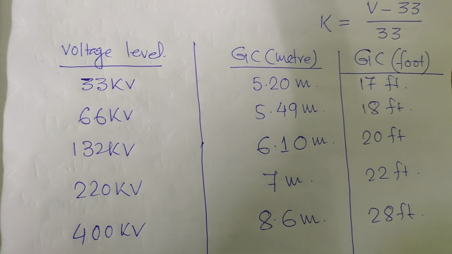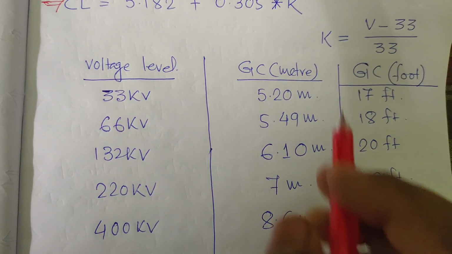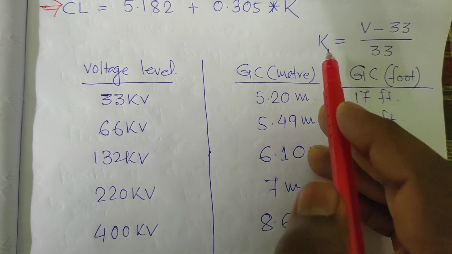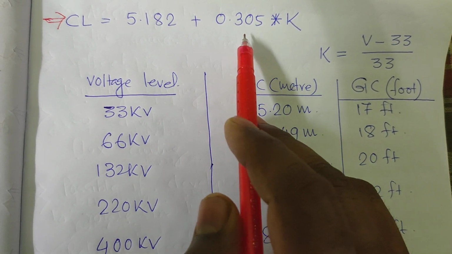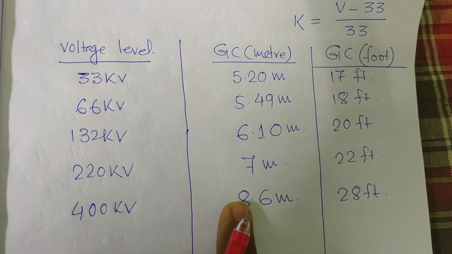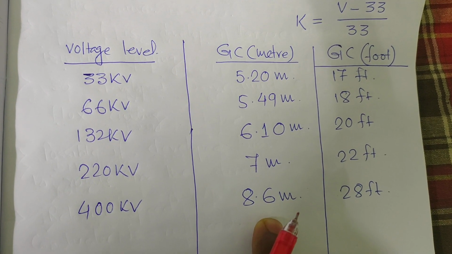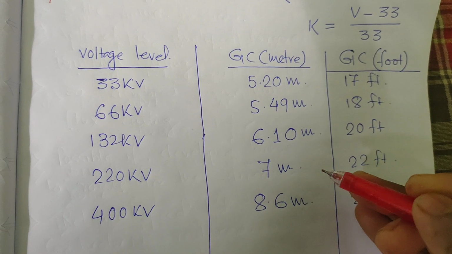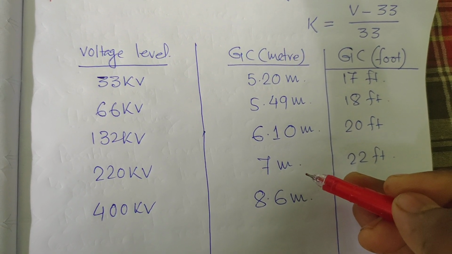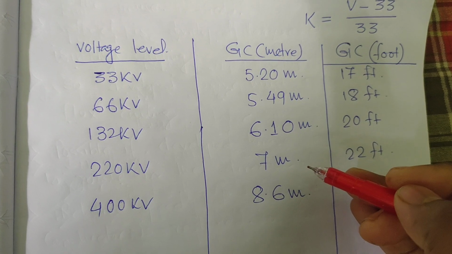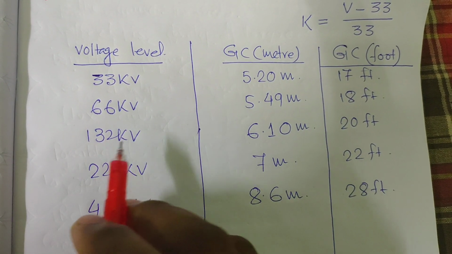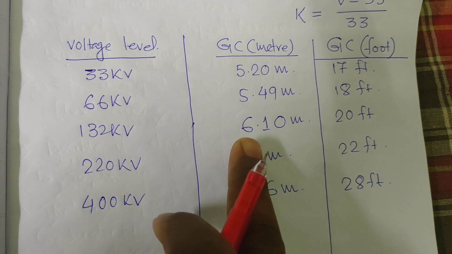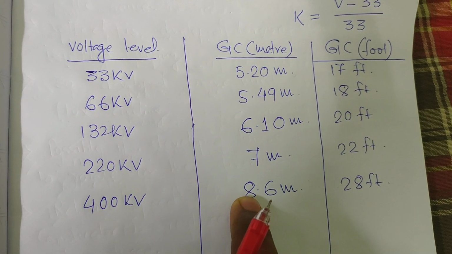And the 400 kV, putting the 400 kV here, 400 minus 33 by 33 you will get the K factor, multiplication with it and addition to it you will get 8.6 meter. So it is the minimum ground clearance. If in the engineering section or in the design or planning sections, if any line has been constructed or will be constructed, the ground clearance to be maintained, it is the minimum clearance.